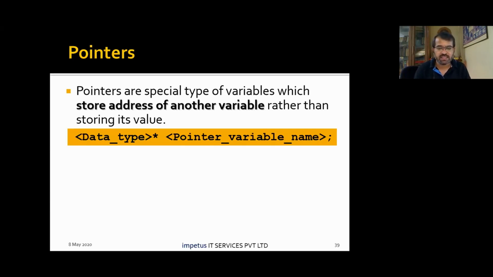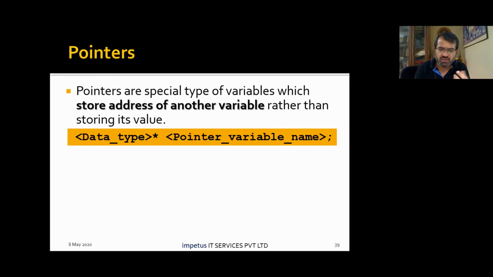If you look at the syntax, it says data type, star, pointer variable name. This syntax is a lot of times misinterpreted. If I say int star ptr, people say it's an integer pointer. If I say char star ptr, people say it's a character pointer. No, we cannot have a character pointer, integer pointer, or float pointer. This data type does not create different types of pointers, because pointers are pointers.